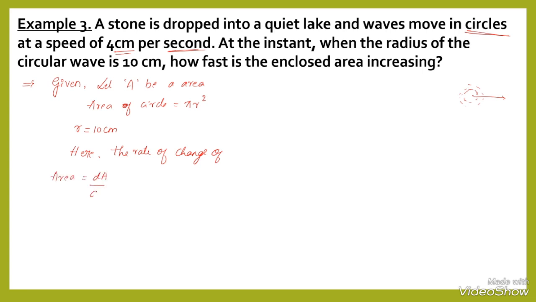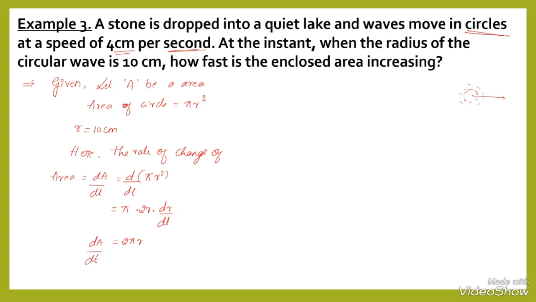That is dA by dt. The area is pi r square, so I can differentiate with respect to t. I take d by dt of pi r square. Pi will be constant, and we differentiate r square with respect to t, which gives 2r into dr by dt. So it is 2 pi r dr by dt.